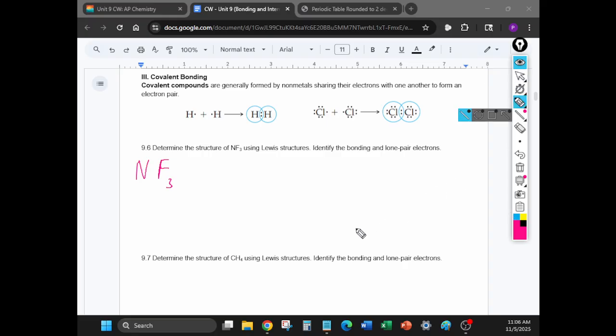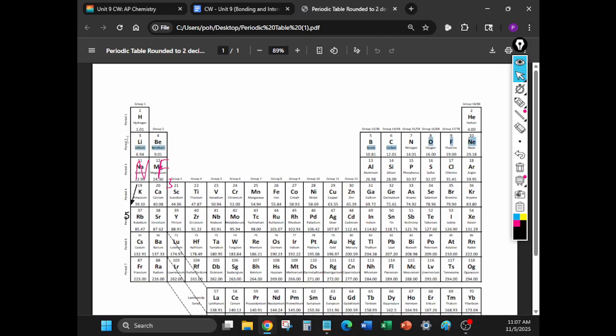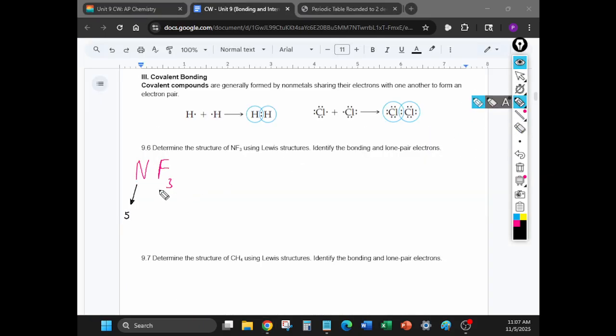Now, the first thing that you're going to do is count how many valence electrons all of the elements have. So let's look at N on the periodic table. How many valence electrons does N have? 5. If you need a reminder, if you look at N on the periodic table, it's right here: 1, 2, 3, 4, 5. And then F has 7, and there's 3 of them. Everybody good? All right.